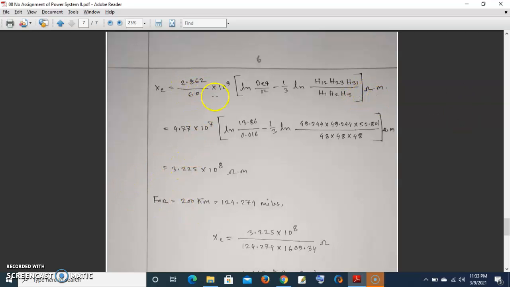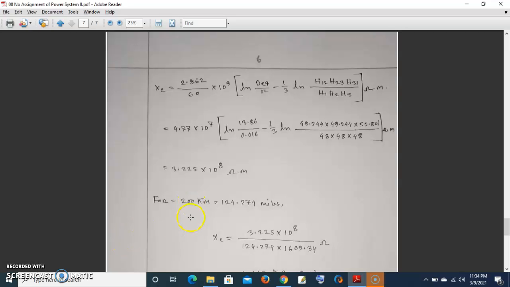After we divide this, we get 4.77 into 10 to the power 7 into ln DEQ equal to 13.86 divided by R equal to 0.016 minus 1 by 3 ln H12 equal to 49.244 into H23 equal to 49.244 into H31 equal to 52.801 divided by H1, H2 and H3 equal to 48 into 48 into 48 ohm meter, and we get the capacitive reactance 3.225 into 10 to the power 8 ohm meter.